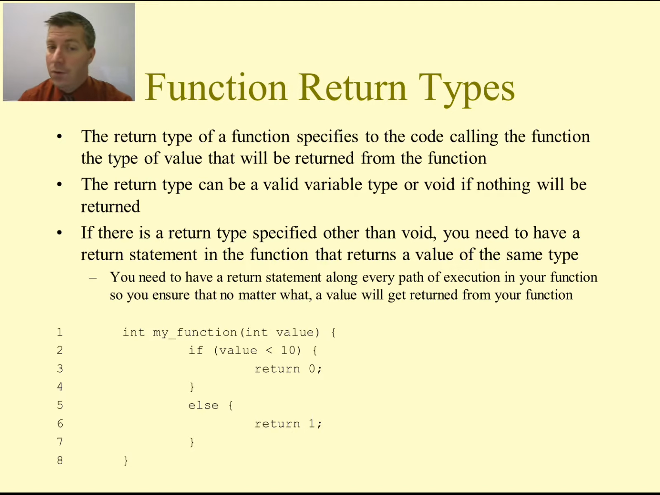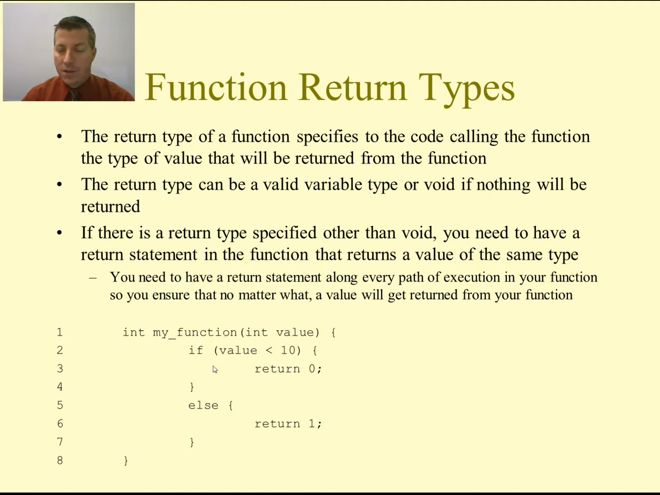If you do have a return type specified, in this case you see on line 1, I have int specified. If you have a return type specified, that means that along all paths of execution of that function, you are going to need to make sure that you return a value. So that means that no matter what, we are always going to return a value from the function.